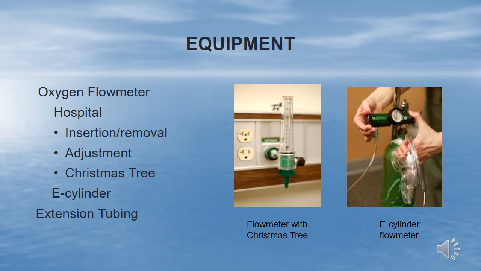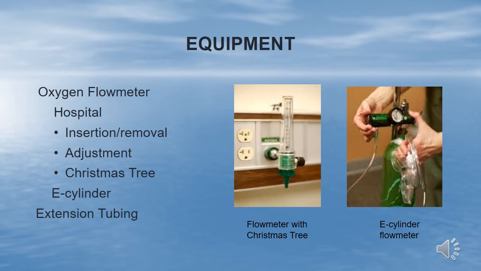To set the rate, the line which corresponds with the prescribed oxygen rate should be aligned with the middle of the ball in the cylinder. A green adapter is typically located at the bottom of the flow meter for adaptation to various tubings. This adapter is commonly called a Christmas tree.